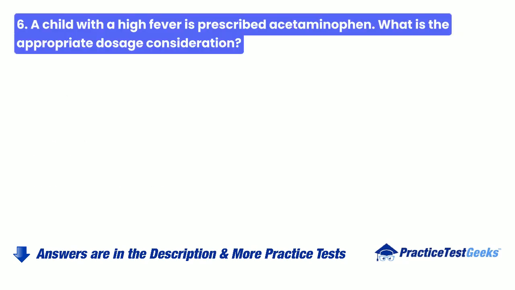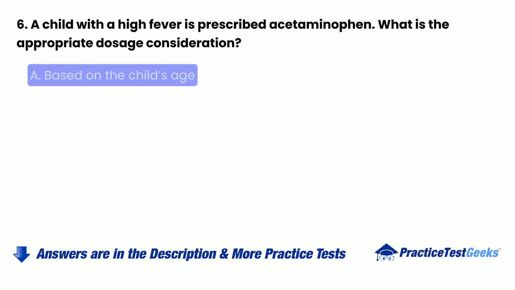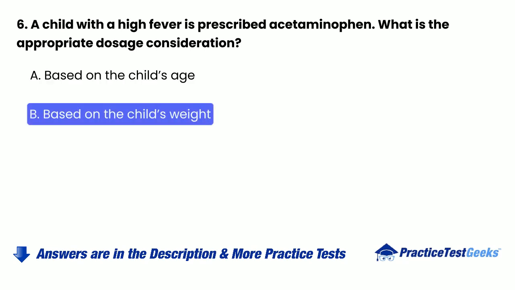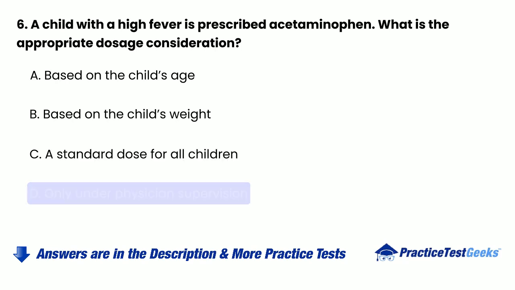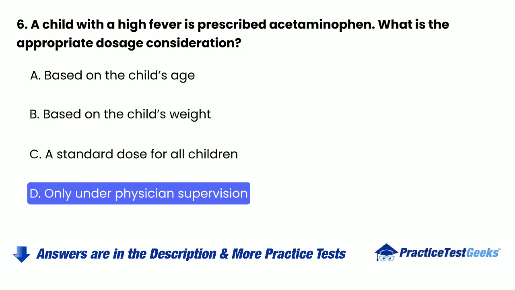6. A child with a high fever is prescribed acetaminophen. What is the appropriate dosage consideration? A. Based on the child's age. B. Based on the child's weight. C. A standard dose for all children. D. Only under physician supervision.